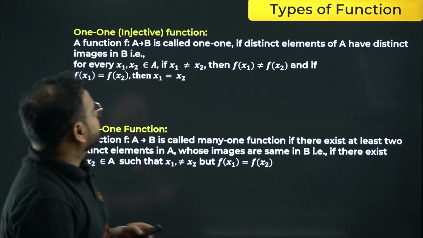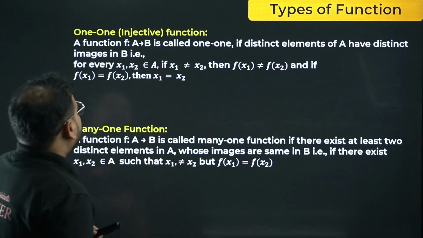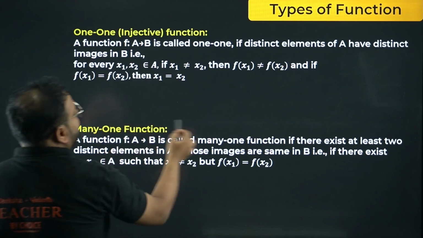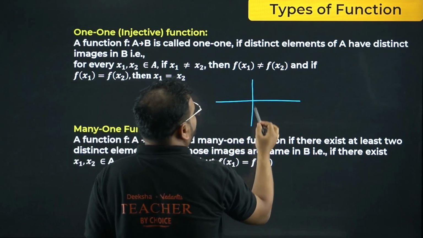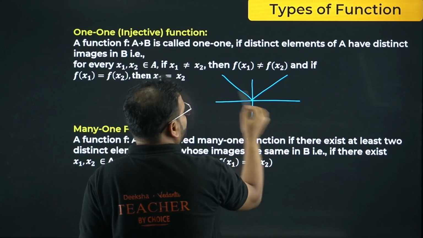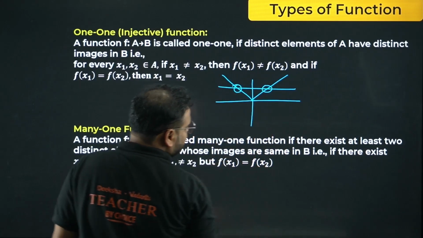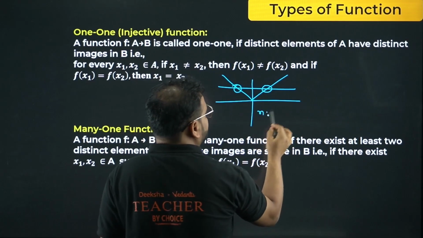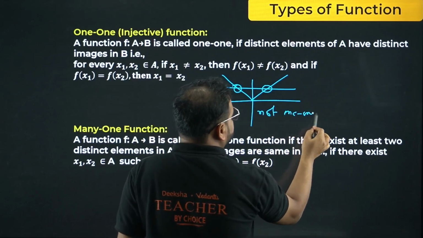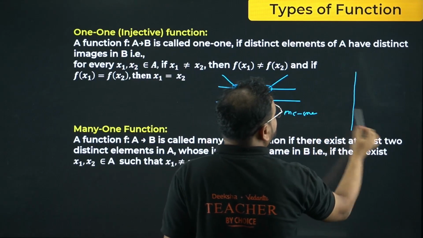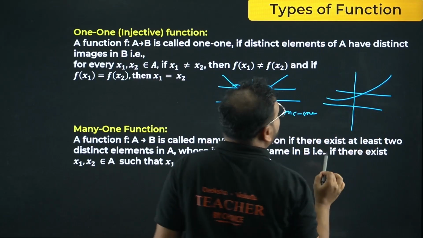Okay. Now the types of function, please check. One-one function: when you draw the graph, you get only one intersection. In this case we have two, so they'll say not one-one. When we have only a unique intersection like this, we call the function one-one.